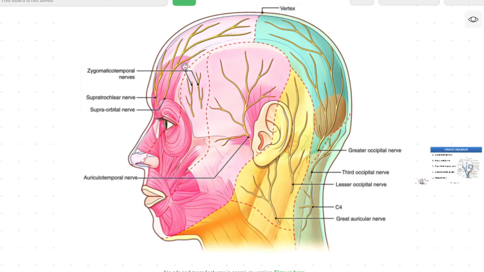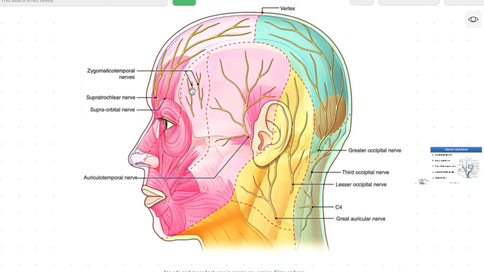The third branch is your zygomaticotemporal nerve, which is a branch of the maxillary nerve, and the maxillary nerve is a branch of your trigeminal nerve. So ultimately, these are all branches of the trigeminal nerve. The zygomaticotemporal nerve supplies your temporal region. Remember this one, the zygomaticotemporal nerve supplies your temple.